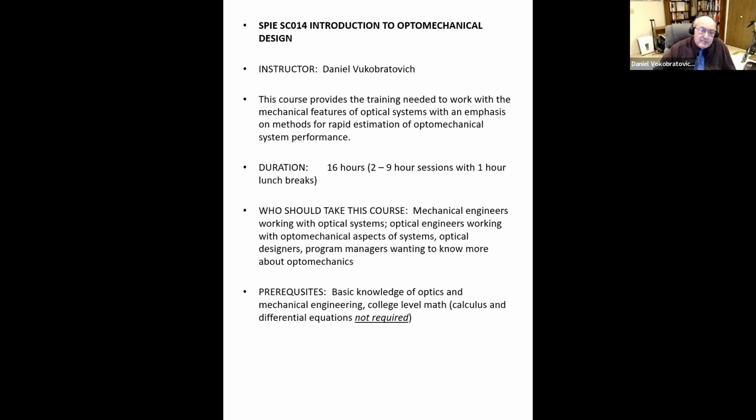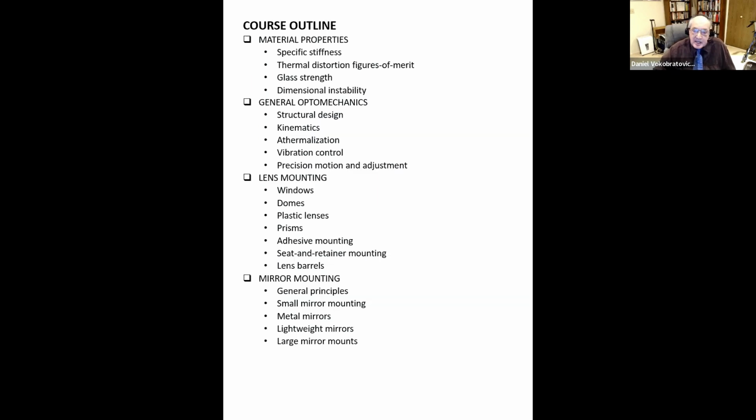The next slide is an outline of the course. Basically, the course is divided into 4 sections. We spend a good bit of time talking about material properties and figures of merit. This is really important in optomechanics. And we'll be talking about some interesting topics here, including the strength of glass and dimensional instability.